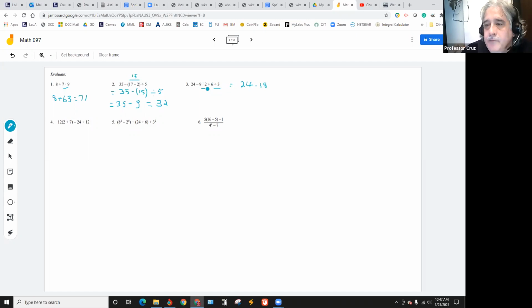Now here's the next multiplication or division. So it's 6 divided by 3. And that's a plus right there, isn't it? It's divided, not multiplied. Right? 3 into 6 goes twice, correct?